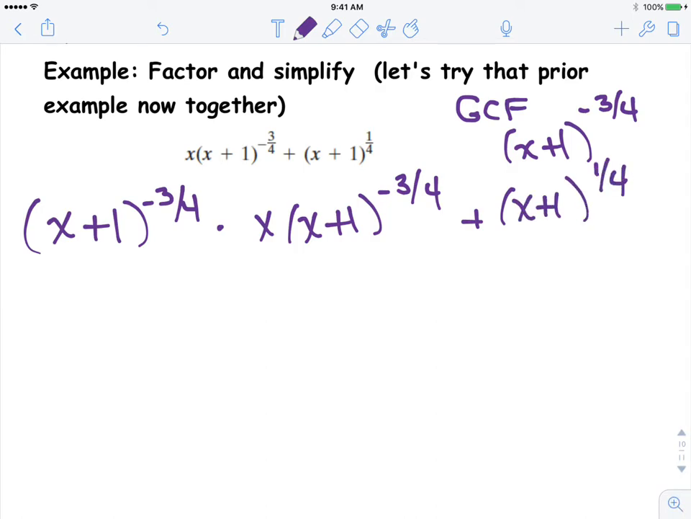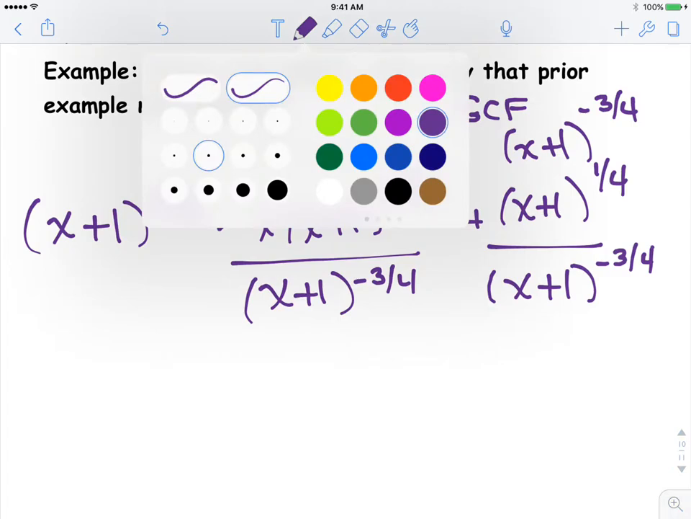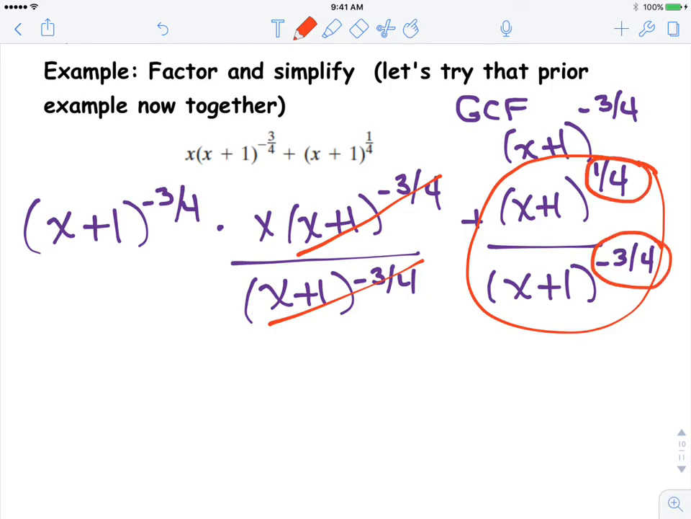So when you take out a GCF, you're dividing both of those original terms. So it's going to be x plus 1 to the negative 3/4 over x plus 1 to the negative 3/4. There's your GCF. What will happen is this is a common factor, so it's going to cancel out. It's going to become 1. Now these two over here have the same exponential base, x plus 1, so we're going to subtract those exponents right there. So here's how it's going to look.